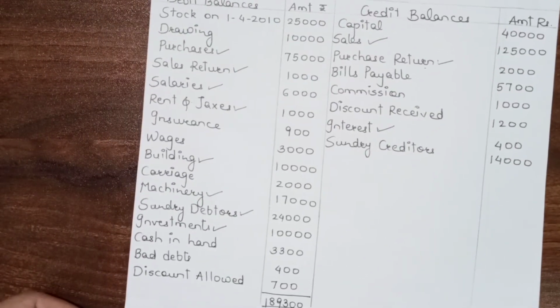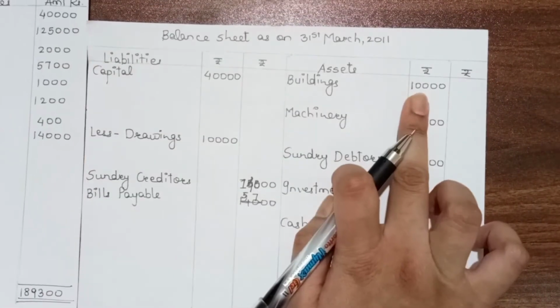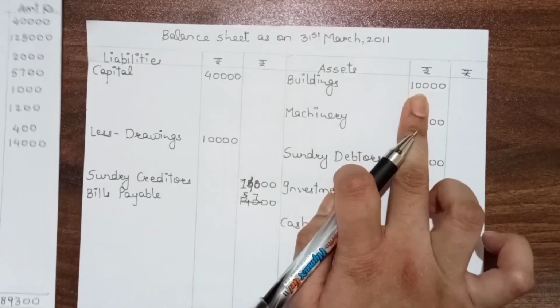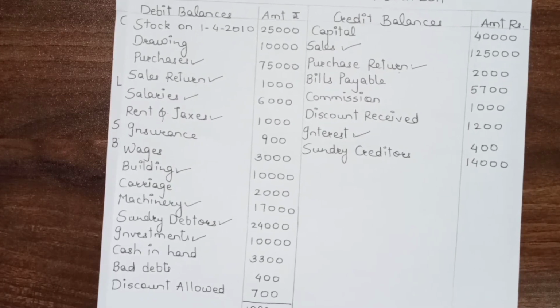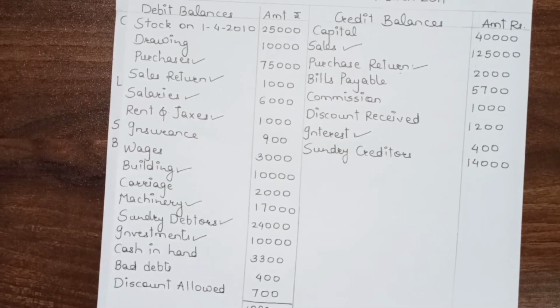Building. Now this is an asset, so we have to write down the building on the asset side, but the amount in the inner column. We have to solve the adjustment, because in the trial balance we have tick marked building, so that is why we have to write the amount in the inner column.